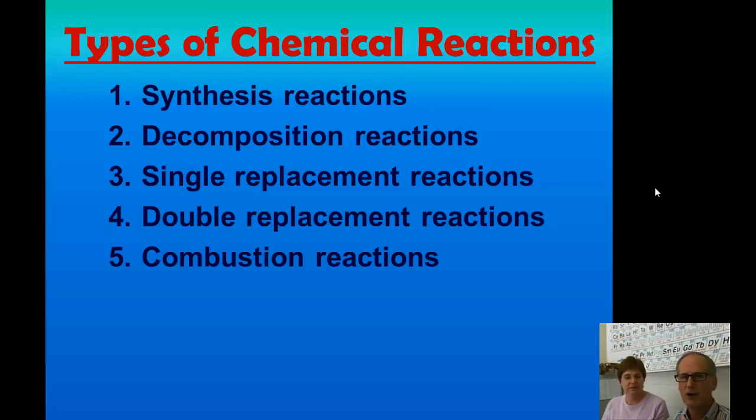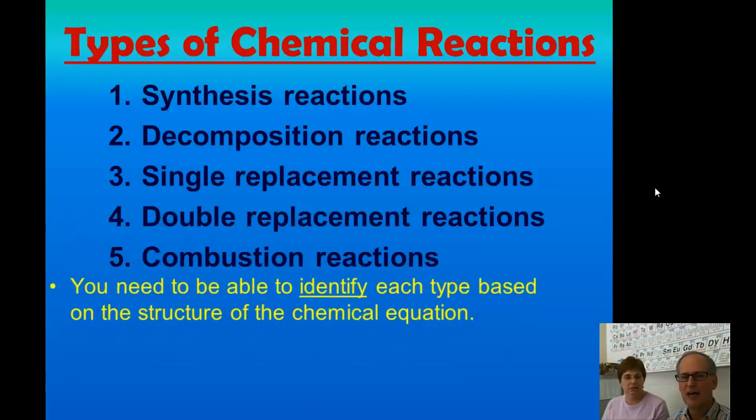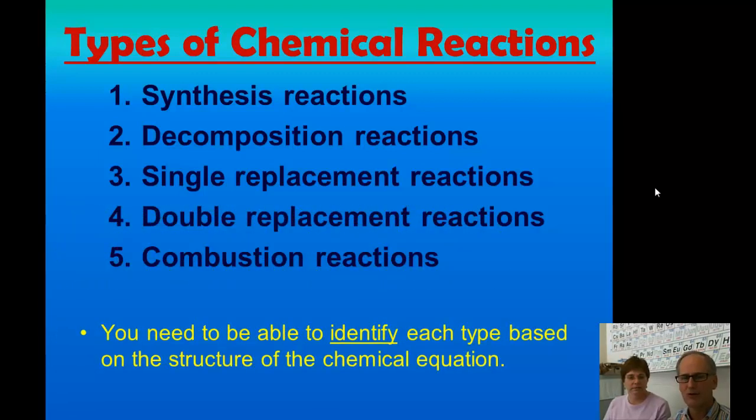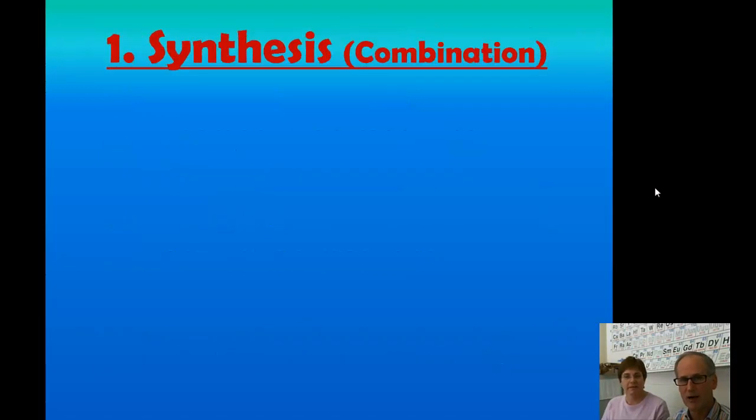What's important about learning why we need to learn the different types of chemical reactions is that once you know the style or the structure of each type of chemical reaction, you'll be able to identify which kind it is, and from just the reactants, you'll be able to predict the products. Yes. That's the power of this, all right?